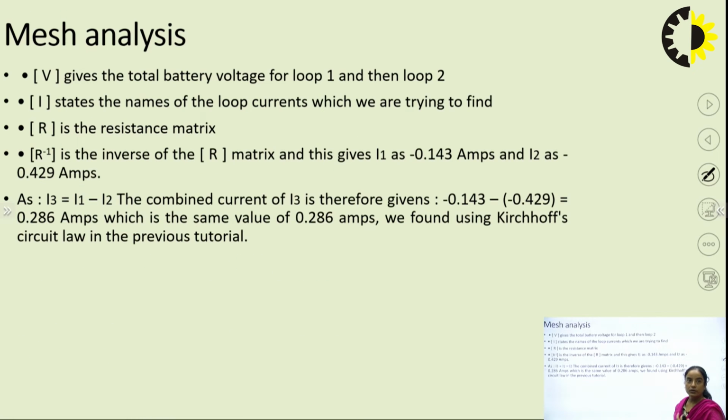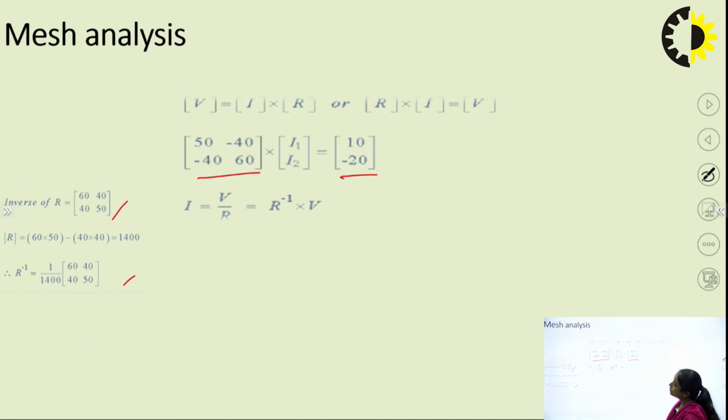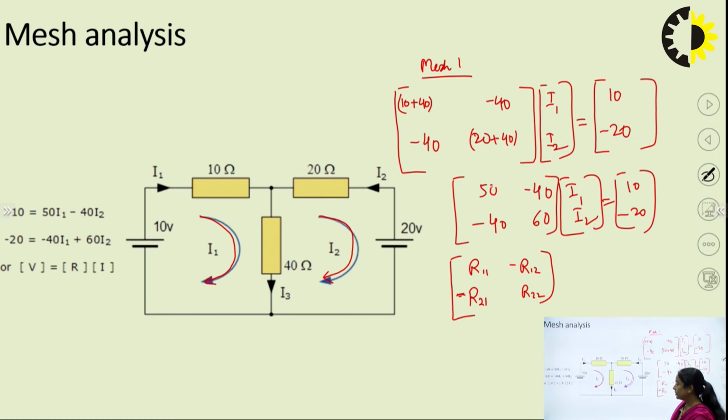So now here, if we analyze the question that we had solved using mesh analysis, what is V? The V matrix is the total battery voltage for loop 1 and then loop 2. I is the mesh current or the loop current that we are required to calculate, and R is the resistance matrix. Suppose in this question you have to calculate the current through this 40 ohm resistor.